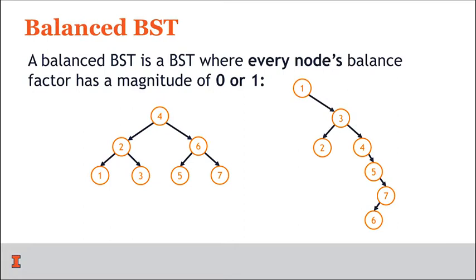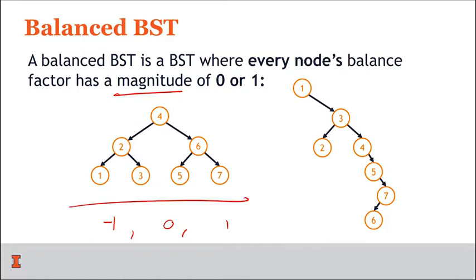We're going to define that a balanced binary search tree is going to be a binary search tree where every single node in this tree has a balance factor with a magnitude of either 0 or 1. By having a magnitude of 0 or 1, that means the balance factor can be either -1, 0, or 1. Only if these three are the only balance factors that appear in every single node in the tree do we say this binary tree is balanced.